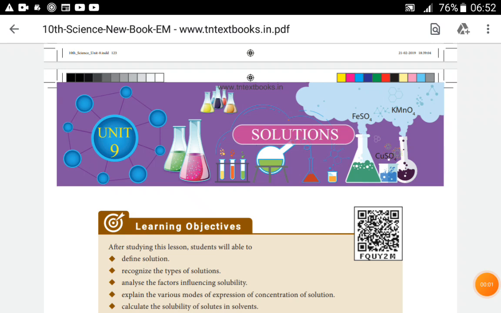Yes, my dear students of 10th standard. Nowadays we are discussing about textbook evaluation of Unit 9 solution. Today we are going to discuss about Roman letter 6 long answers.